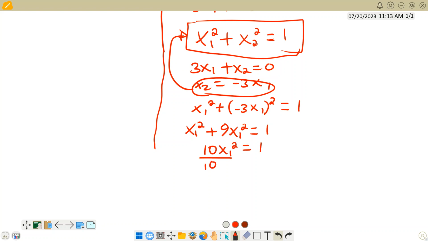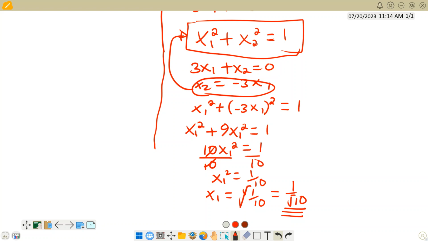Then divide both sides by 10. You cancel that, so I've got x1 squared is equal to 1 over 10. So therefore x1 is just equal to, we can just introduce the roots, okay, so that we can get rid of the square there, and this will just be root of 1 over 10, which is just 1 over square root of 10, like that. So this will be x1 is equal to 1 over square root of 10. So we have found x1.